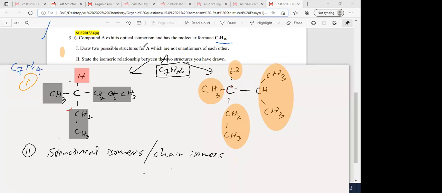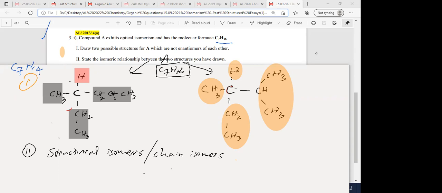B and C are optically active or inactive? B and C optically inactive. C7H14, both B and C exhibit geometric isomerism. B and C are not geometric isomers of each other. Catalytic hydrogenation will give the same compound A. Shall I erase this? Did you all finish copying? Anyone still copying down? Okay, I'll erase this.